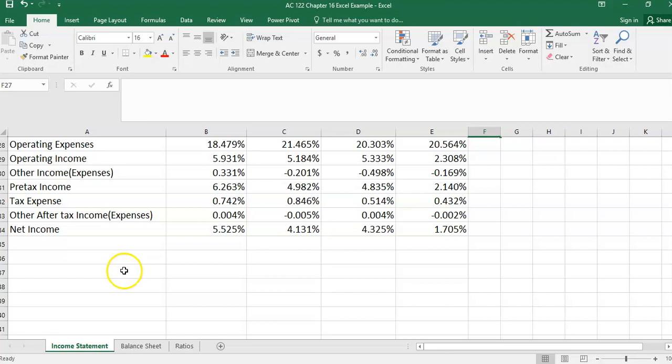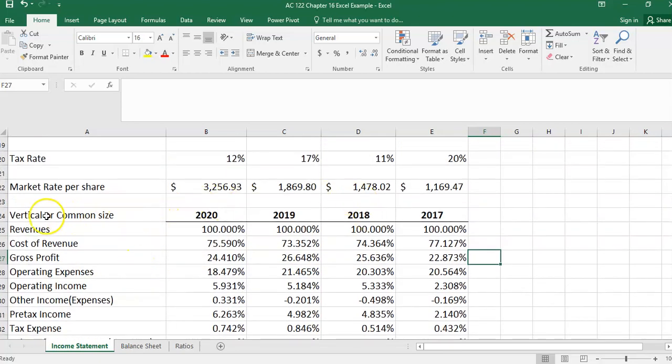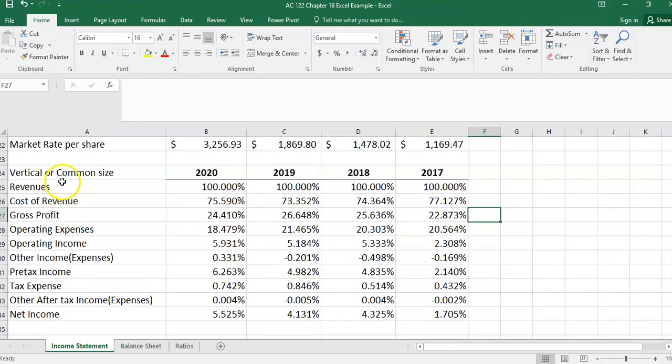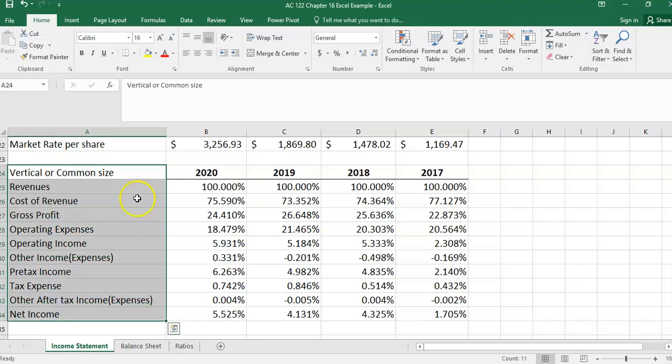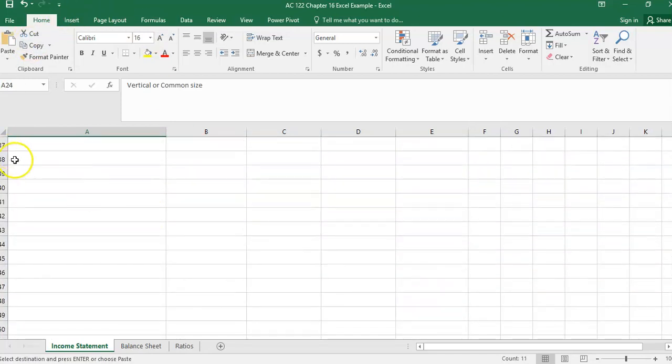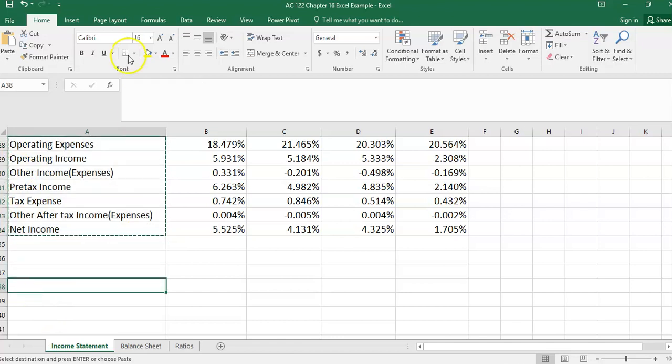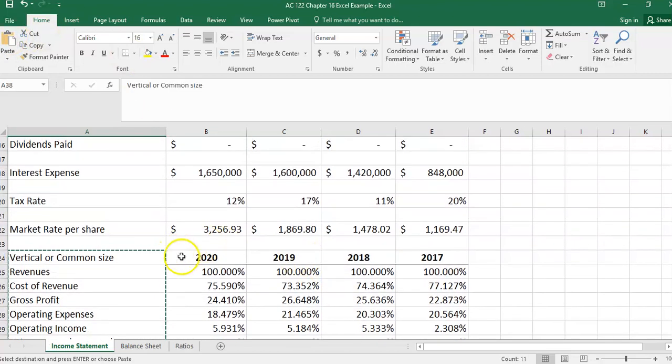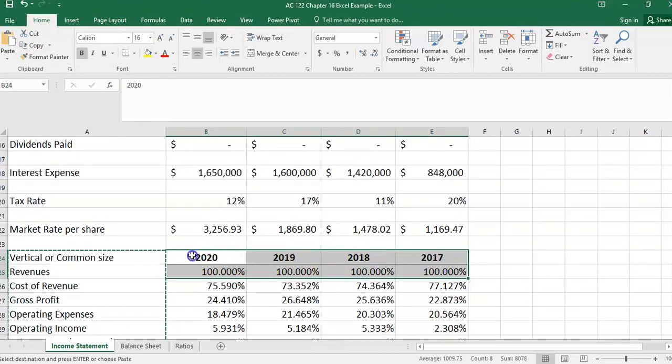Next, we're going to do the trend or horizontal. We're going to do the same exact thing where I'm going to copy the labels down below and the years.